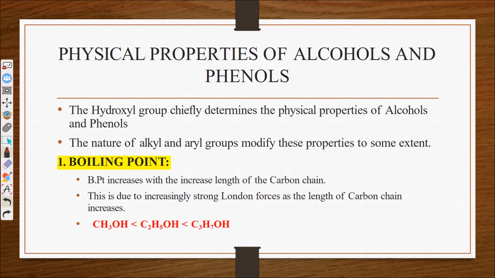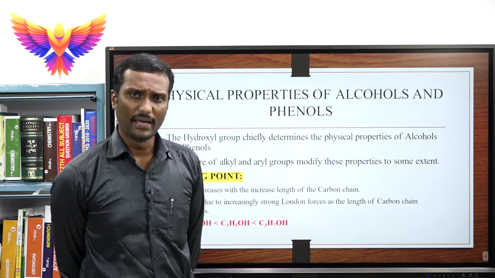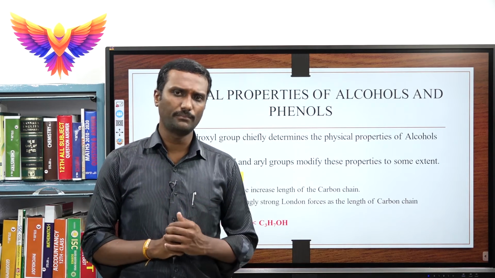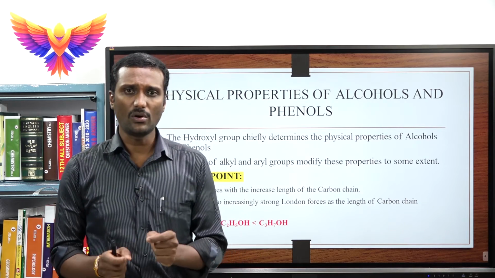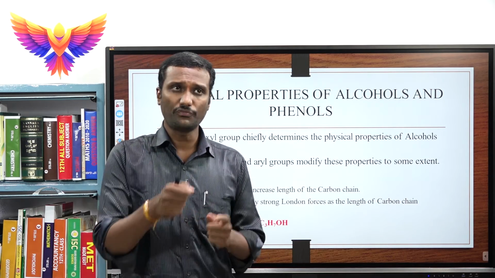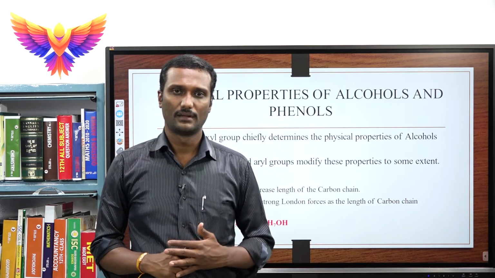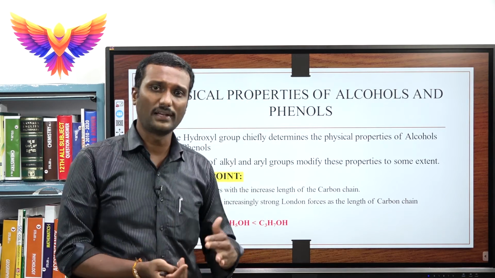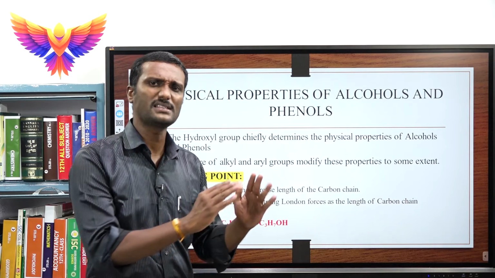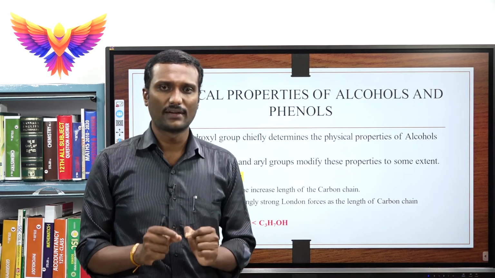Here, the physical properties of alcohol and phenol. Usually alcohol and phenol have a higher boiling point. If any organic compound has a higher boiling point, you should remember there is a formation of hydrogen bond. Here alcohol and phenol form hydrogen bonds. If it forms hydrogen bonds, then that organic compound should dissolve in water. Because of the formation of hydrogen bonds, the boiling point is increased. So now we understood alcohol and phenol have a higher boiling point.